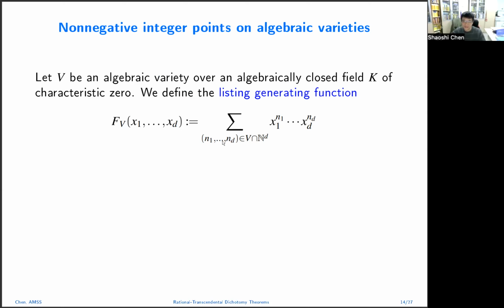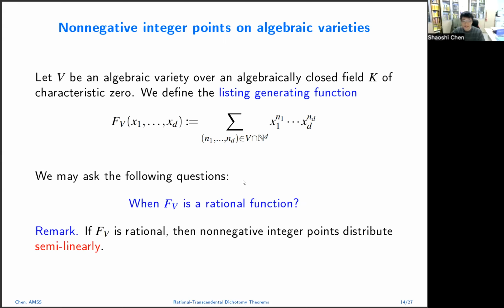Given that you collect all the non-negative integer points, n1 to nd, you associate a monomial, and then you take the sum over all such integer points. Sure, you will get a power series in several variables. And now you can ask some very natural questions. When does this power series become rational, that is, whether this is the Taylor expansion of a rational function. Why we ask this question: if this is rational, then you can show that the non-negative integer points will distribute very regularly, so-called semi-linear, like a high-dimensional analog of arithmetic progression. So that's why we care about whether this is rational or not.